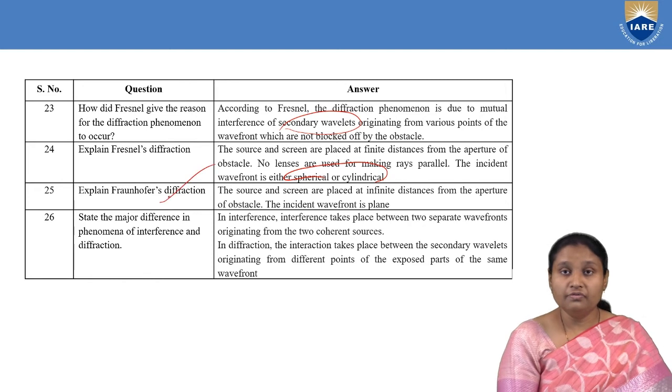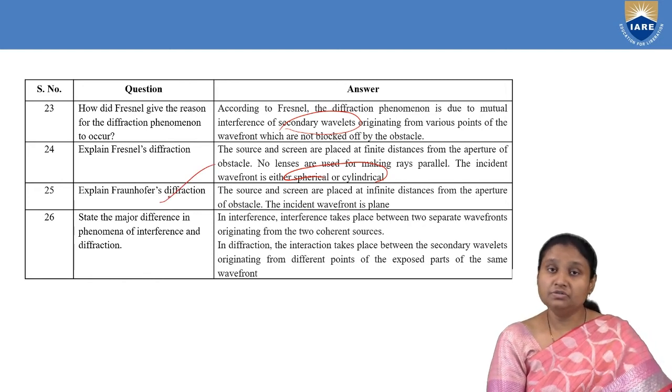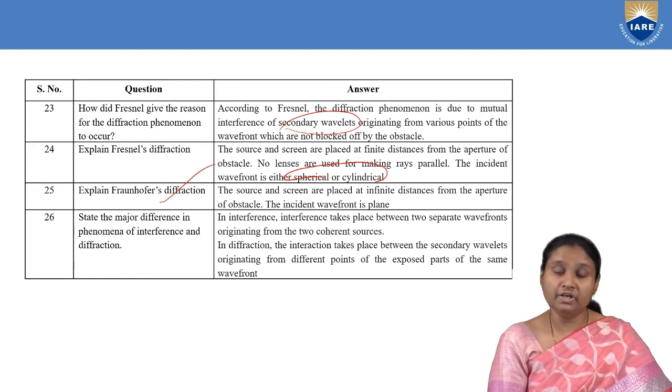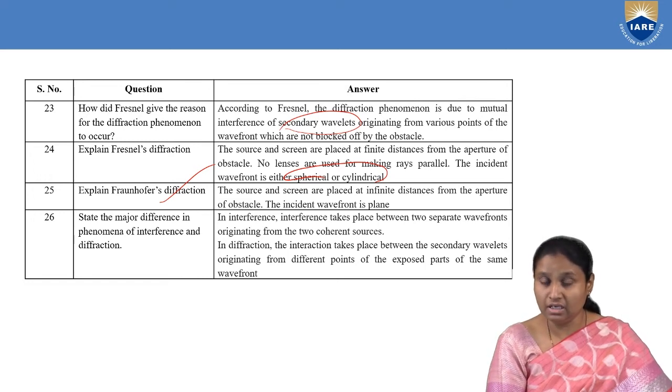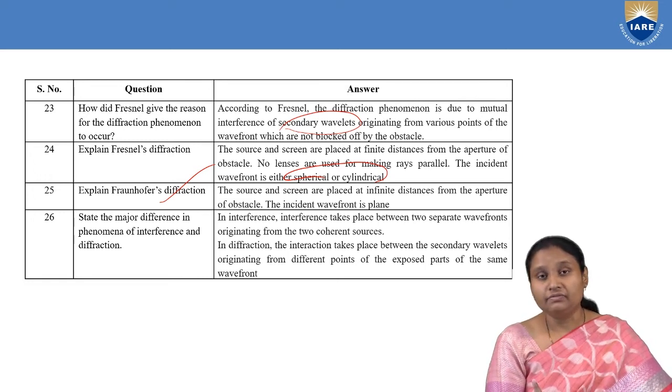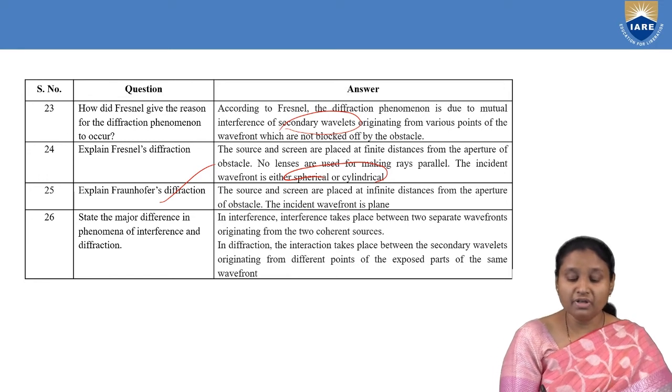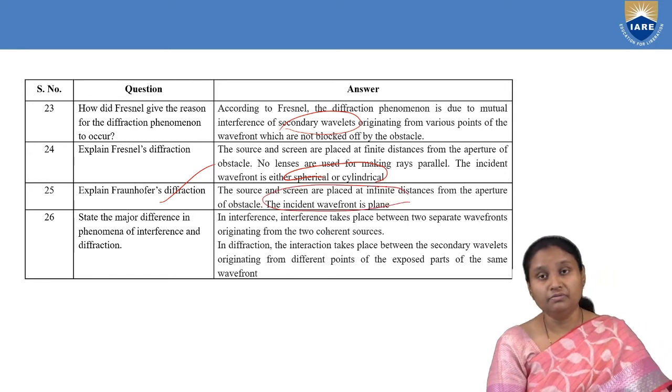Then what about Fraunhofer diffraction? Completely opposite to Fresnel diffraction, we have Fraunhofer diffraction, where we are keeping our source and screen at infinite distance from the obstacle, and because we are keeping both our source and screen at infinite distance, we need a lens in order to converge diffracted rays onto the screen. And because our source is at infinite distance, what type of wavefront are we using? We are making use of a plane wavefront.